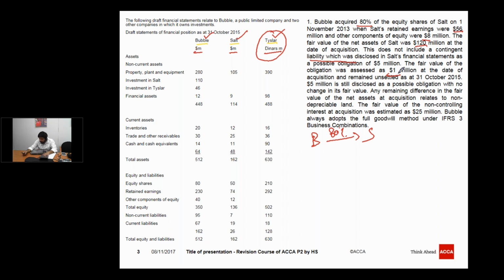$5 million is still disclosed as a possible obligation with no change in its fair value. And the remaining difference in the fair value of the net asset at the acquisition to the non-current asset relates to the non-depreciable land. So there might be a fair valuation adjustment, which could be an upward or a downward fair valuation adjustment. That adjustment should be adjusted in the consolidated balance sheet. The fair value of the non-controlling interest at the acquisition was 25. So all the data is simply given to you.